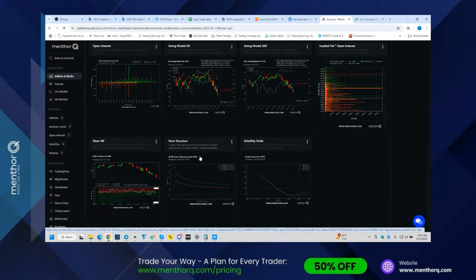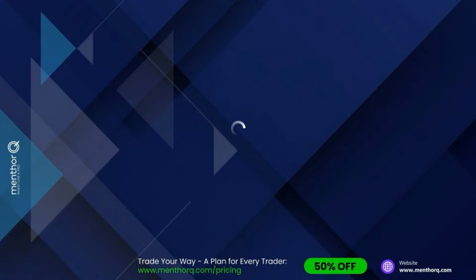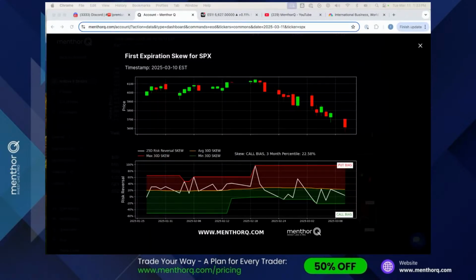One interesting thing, maybe I can show it, is if we look at the skew. So if we look at our skew, this is the first expiration skew, so it's today's expiration. The zero DTE, as you can see, we are now in a call bias, meaning that the implied volatility of calls for zero DTE options for today is actually higher than puts. So kind of interesting to see.